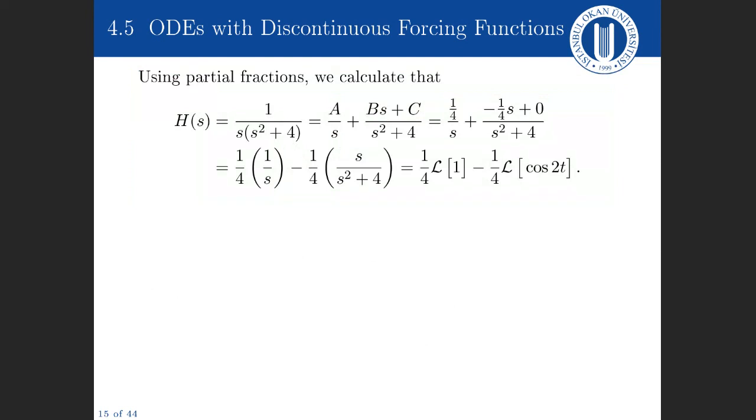How do we find small h? We use partial fractions. I'm saying that capital H is the same as a quarter times 1 over s minus a quarter times s over s squared plus 4. So in other words, we have a quarter multiplied by the inverse Laplace transform of 1 over s minus a quarter multiplied by the inverse Laplace transform of s over s squared plus 4, which is cos 2t. So of course small h is then just a quarter minus a quarter cos 2t.